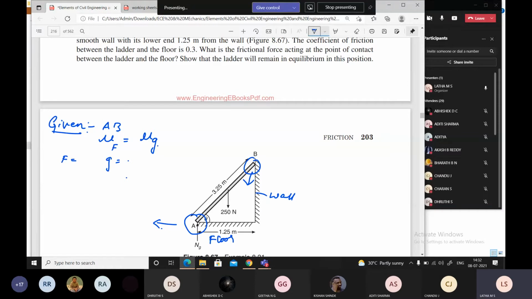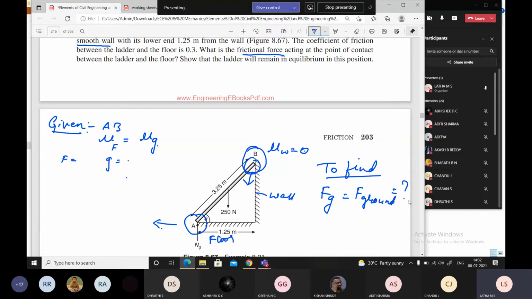One more thing, they said that it is resting on the smooth wall. Where is the wall? The wall is here. So at this point, mu W will be equal to 0. You have to keep this in your mind. Now, what do we find first? The frictional force. Friction force at ground level has to be calculated. That is the big question mark.